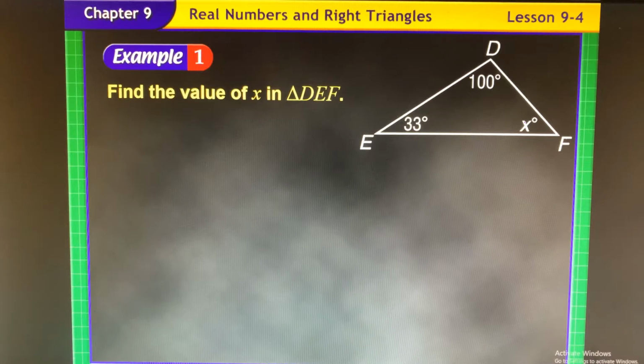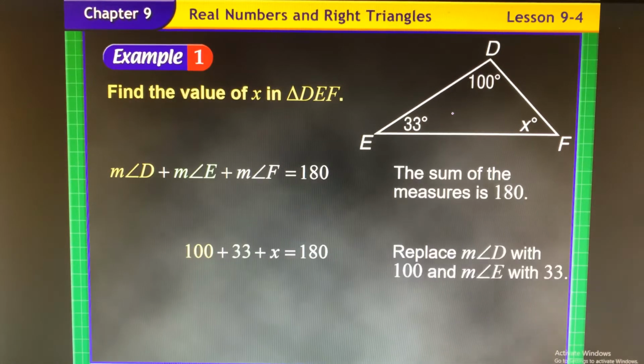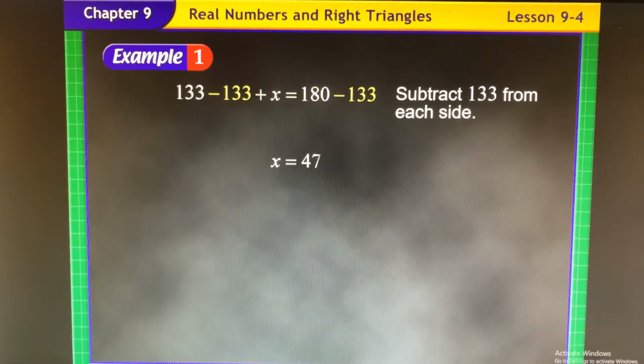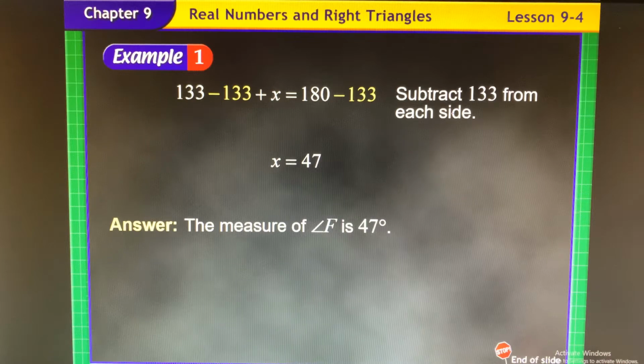Well, if you remember from elementary school, maybe not, the sum of all angles of every triangle, no matter what kind of triangle we're talking about, is always equal to 180 degrees. So if I know the measurement of two angles of the triangle, I can easily find the third measurement. So it would be 100 plus 33 plus x equals 180. And then I would go through the process of just solving for x. In this case, x is 47 degrees.